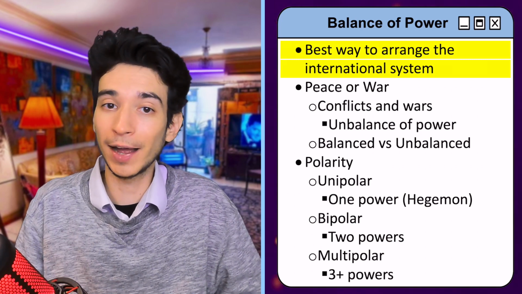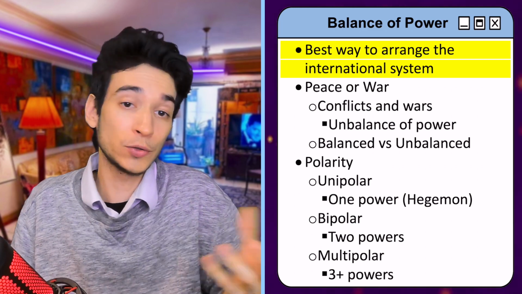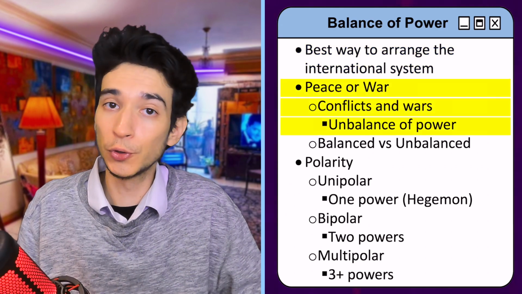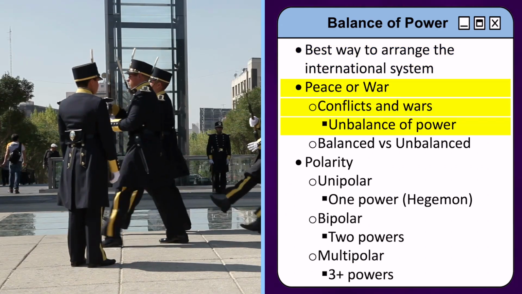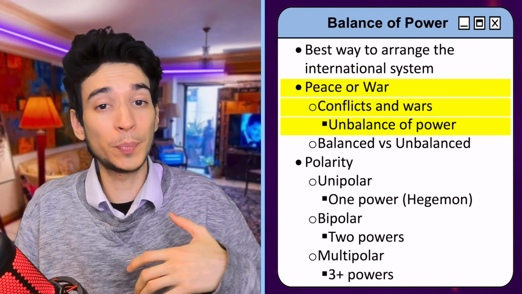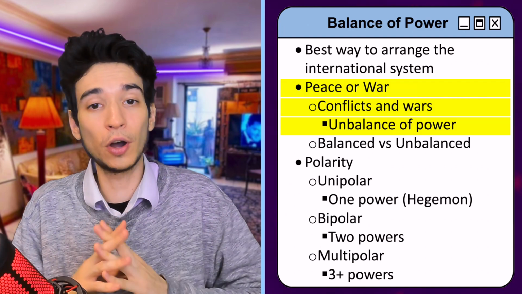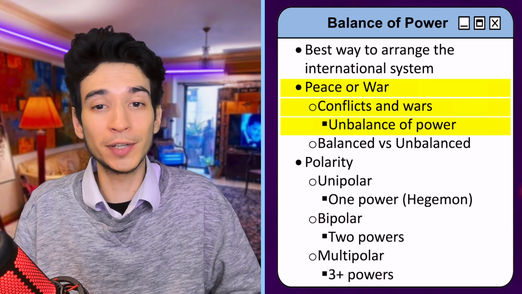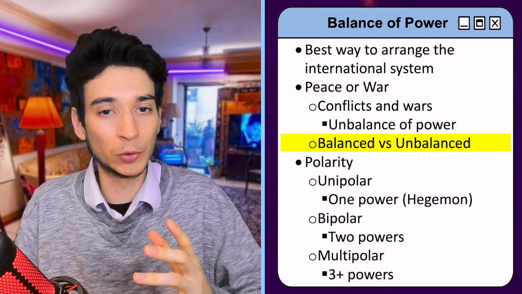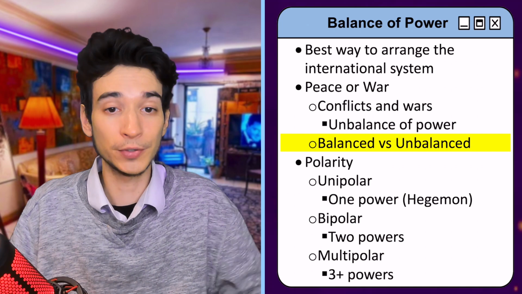Some consider this as the best way to arrange the international system and the best way to help countries coexist peacefully. However, this concept also assumes that wars can happen whenever there is an imbalance of power. So the balance of power can either lead to peace or war. So when you look at conflicts around the world, it's important to also look at them from the perspective of how the balance of power between those countries is arranged. Is it balanced or is it unbalanced?